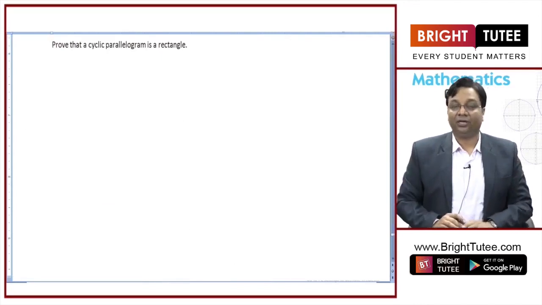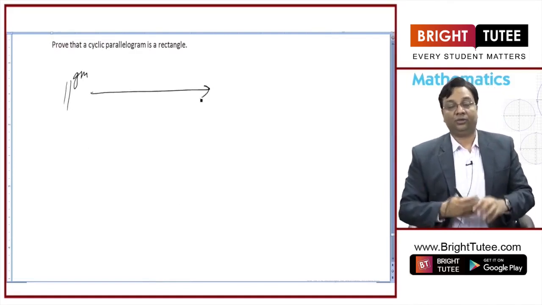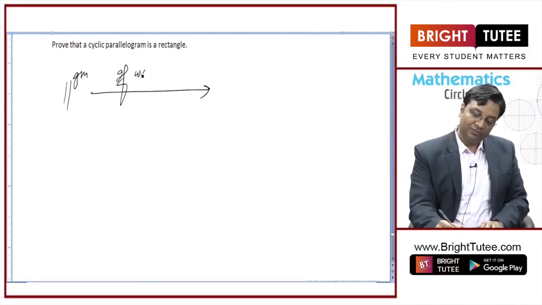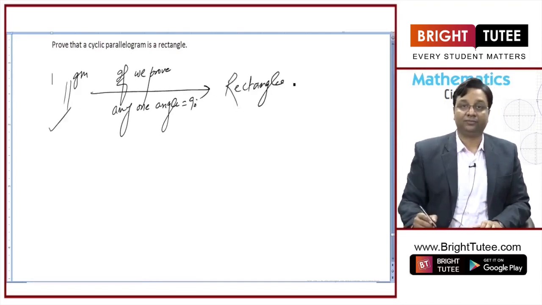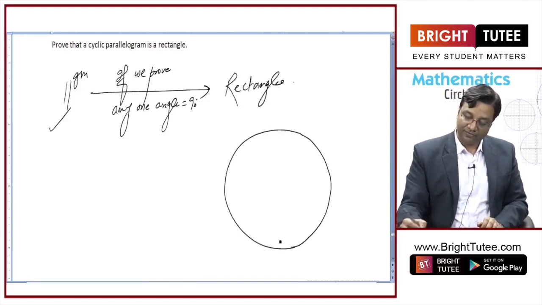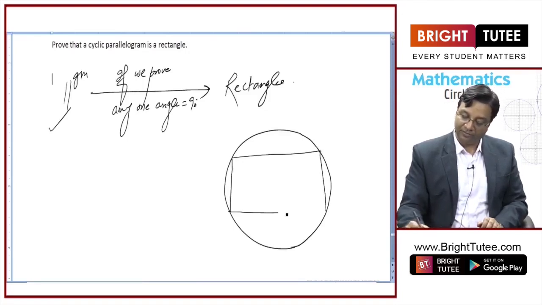Prove that a cyclic parallelogram is a rectangle. So, if you have got a parallelogram, how can you prove that it is a rectangle? Or when would a parallelogram become a rectangle? If we prove any one angle equal to 90 degrees, then this parallelogram will be a rectangle for sure. Okay. Now let us take a cyclic parallelogram. Let us say this is the cyclic parallelogram.